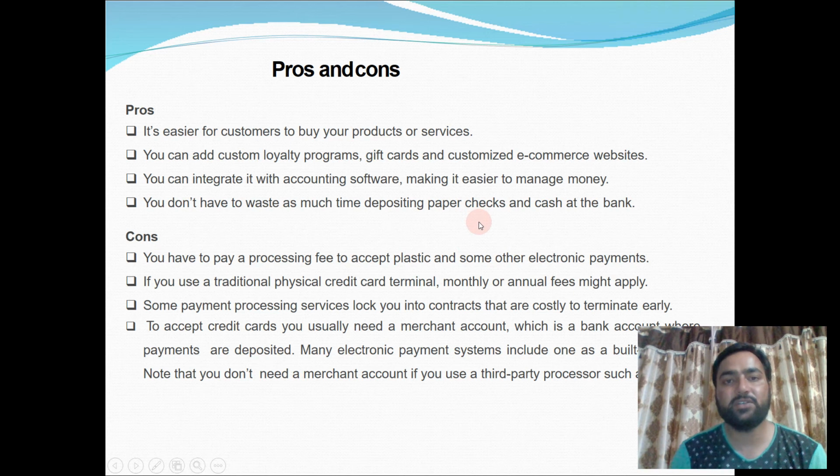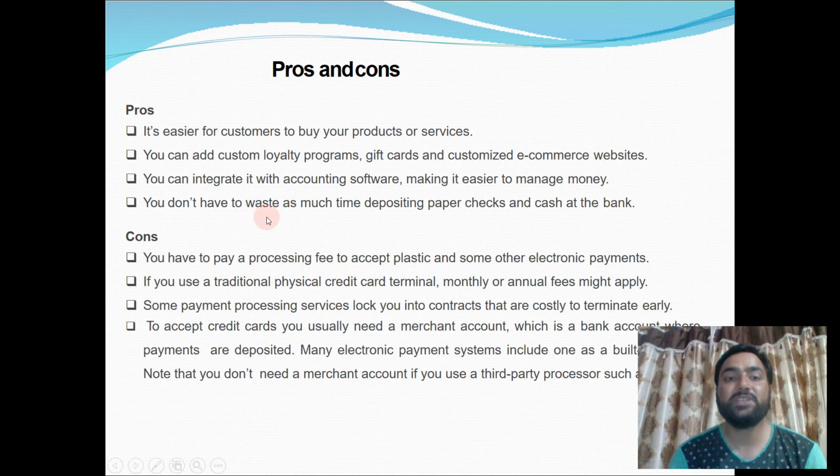So these are the pros and cons of using the electronic payment system. First we discuss the pros. It is easier for customers to buy your products or services by using the electronic payment system. You can add custom loyalty programs, gift cards, and customized e-commerce websites. You can integrate it with accounting software, making it easier to manage money. You don't have to waste as much time depositing paper checks and cash at the bank.